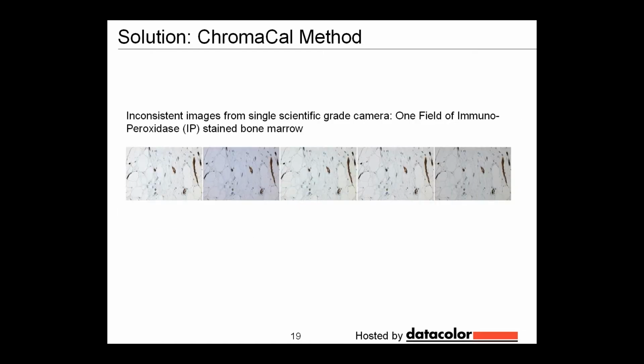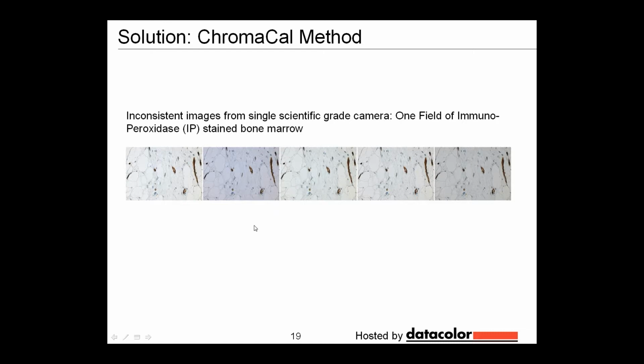So here is a series of images. These are immunoperoxidase stained bone marrow, and in this series you can see that there are some inconsistencies in the images that were taken. The first image we'll call the day 1 image. The images that follow vary from that image either by exposure or by the color balance.